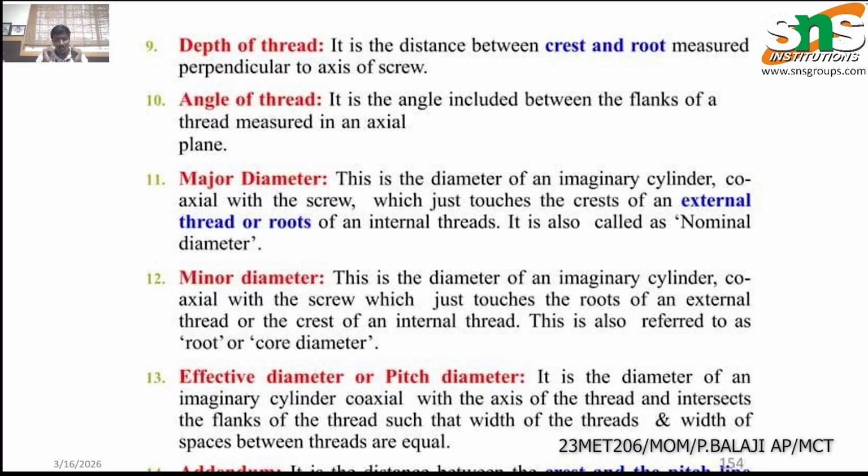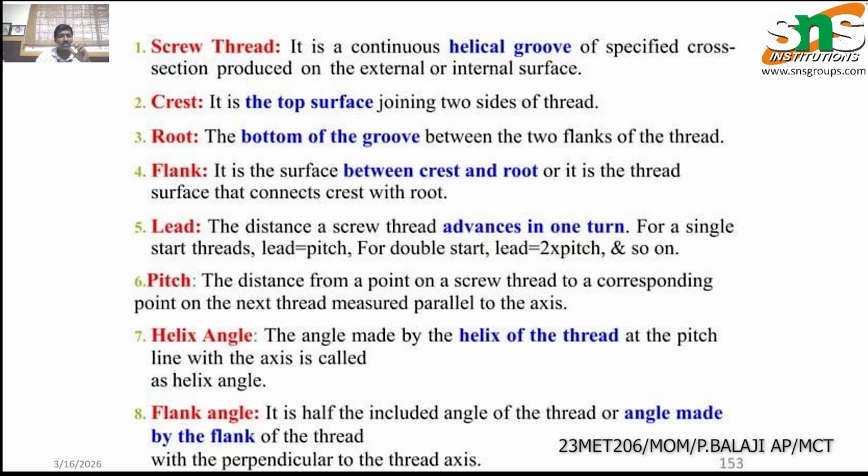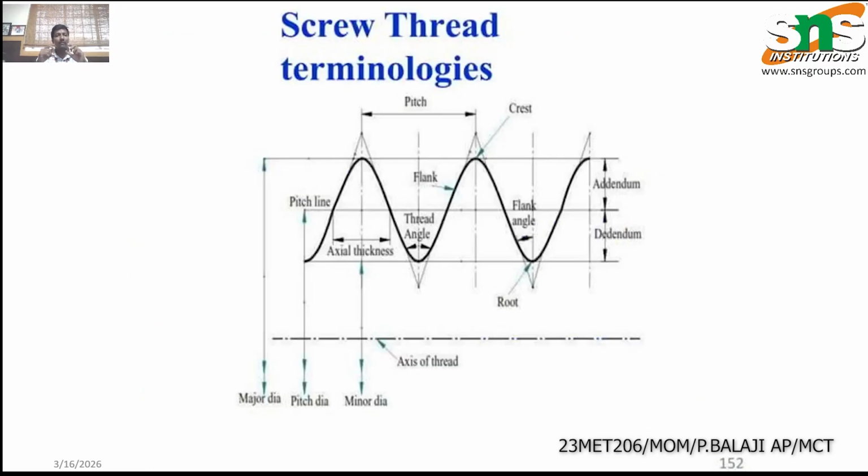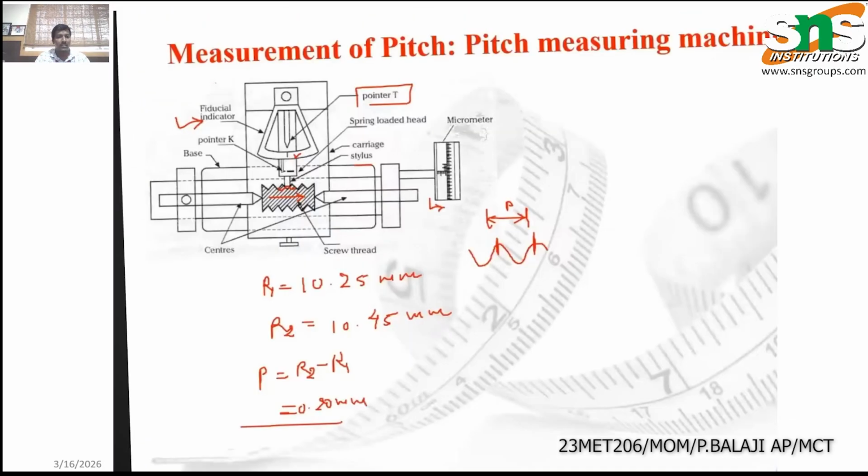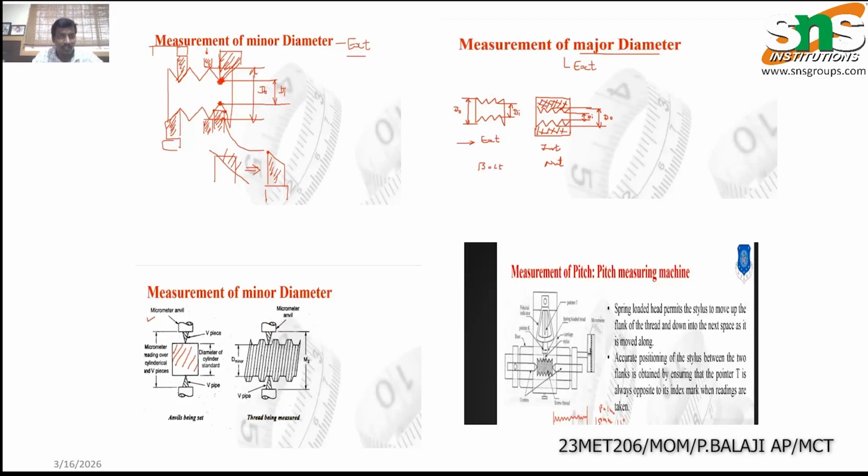So normally, what is major diameter? Major diameter is the distance between the top thread crest and the bottom thread crest, as you can see on the screen. It's D naught. The distance between the top crest and bottom thread crest is called the major diameter.